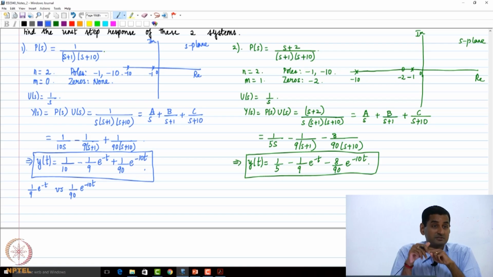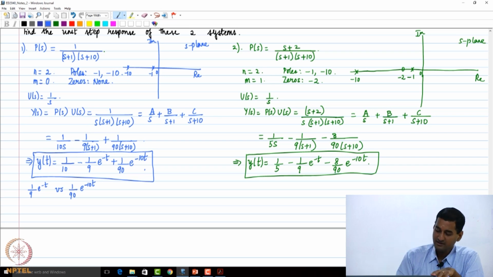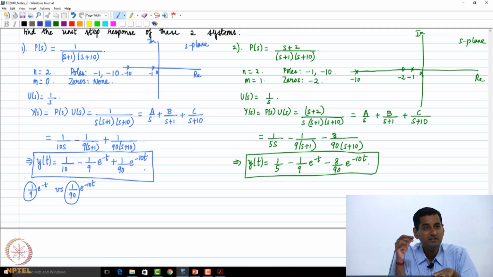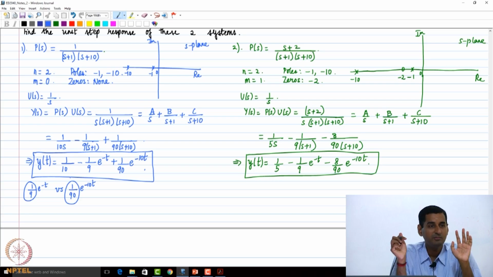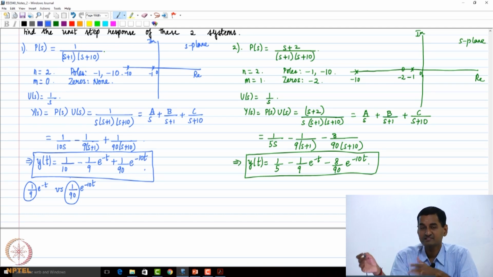Second point is, look at the residues multiplying the two exponential terms, right? So what are they? What factor multiplies e power minus t? 1 by 9. Okay, and what factor multiplies e power minus 10t? 1 by 90. So not only does e power minus t dominate e power minus 10t, the residues are such that 1 by 9 e power minus t will certainly dominate 1 by 90 e power minus 10t to a much larger extent, right, compared to this example. Okay, the next example we are going to come.